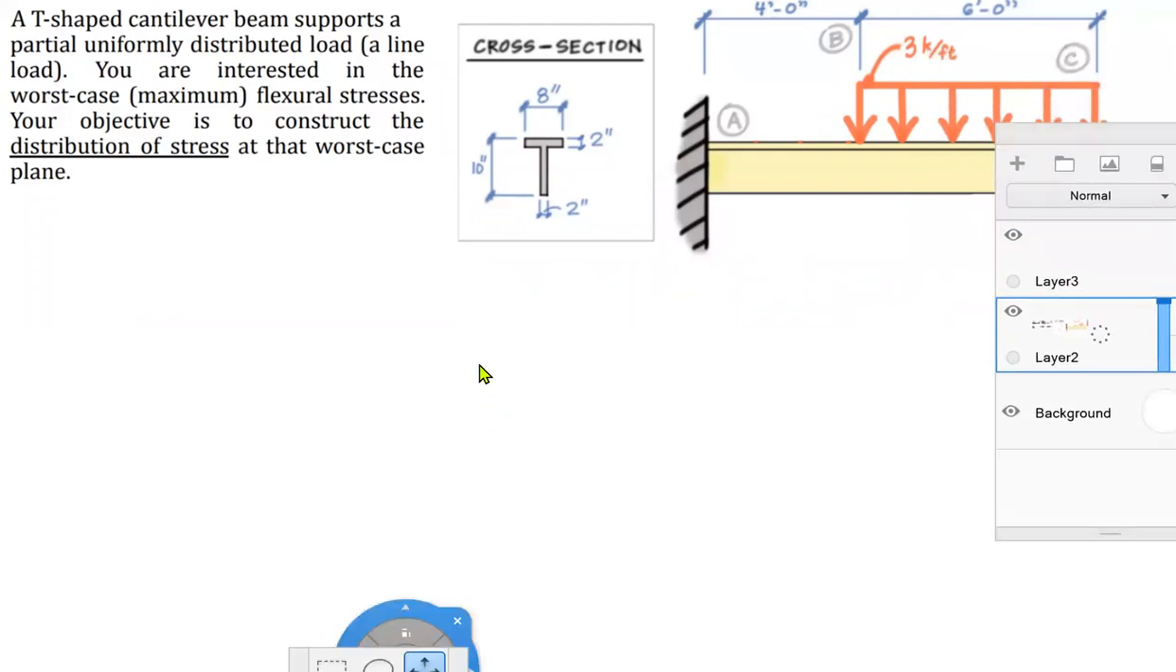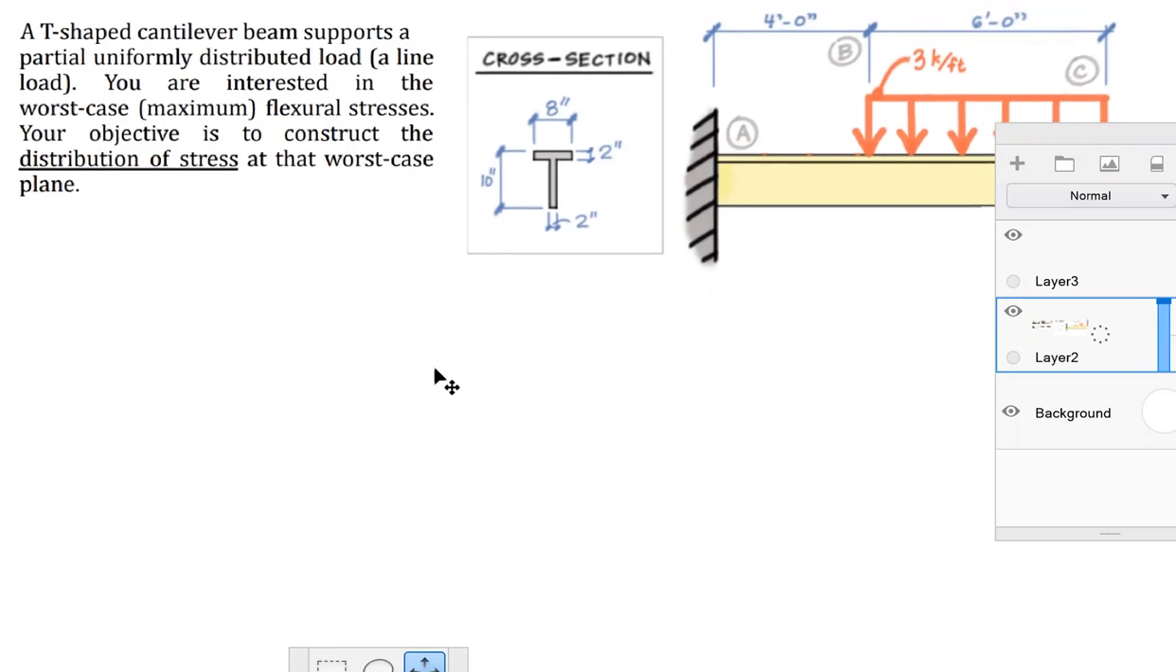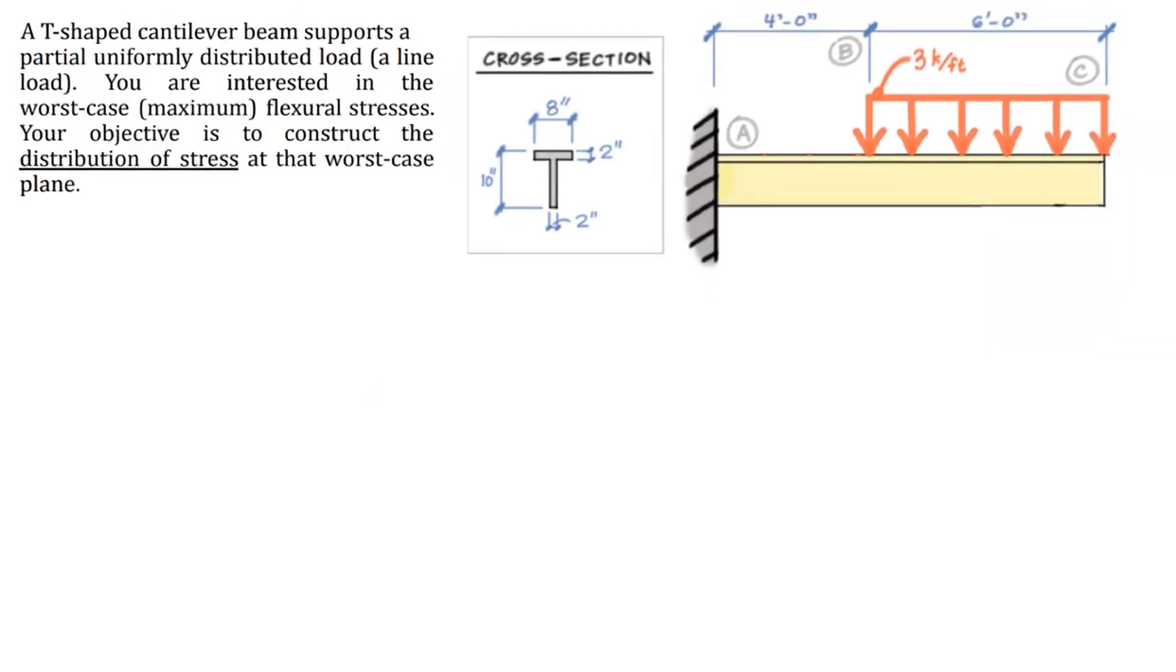This is a video about flexural stress. More specifically, we have a T-shaped cantilever beam. That's what this is over here. It's 10 feet long total, broken down into 4 foot and 6 foot segments. And we've got planes A, B, and C at three different places. Got a uniform distributed load, so 3 kips per foot over that 6 foot distance.